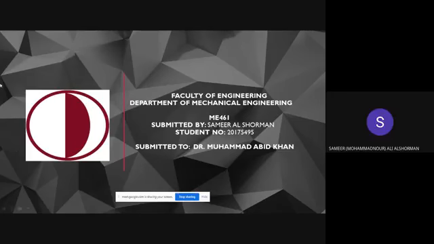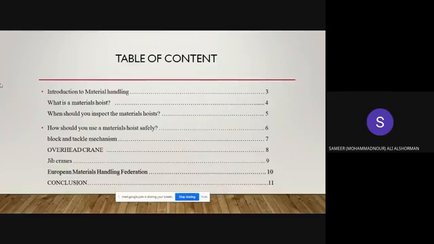My name is Samir Al-Shurman. We will be talking about material handling. This is my table of contents. Introduction to material handling and the parts of it. What is the material hoist? When should you inspect the material hoist? How should you use the material hoist safely? Block and tackle mechanism, overhead crane, jib crane, European Material Handling Federation, and conclusion, the last one.